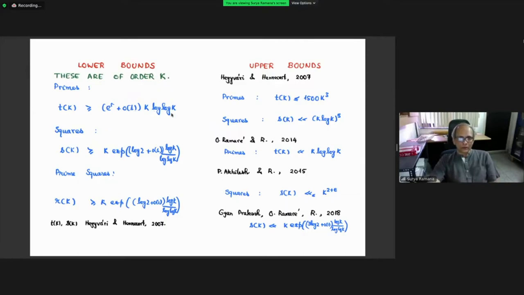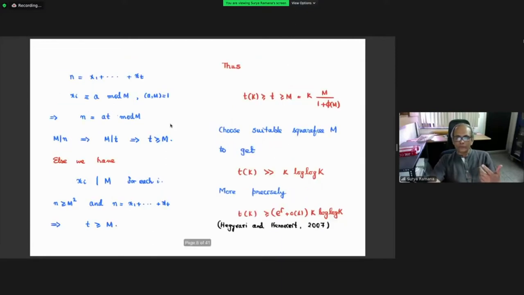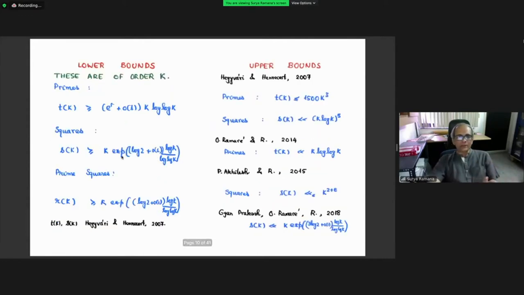So you get, therefore, these lower bounds. Notice that this log K comes from the factor M by phi(M), which is basically the reciprocal of the density of invertible classes mod M. And similarly, these exponential factors arise from the density of invertible squares modulo M. So the reciprocal of these densities gives you these extra factors. What you want to remember is that the lower bounds are all of order K times a fudge factor, which comes from appropriate densities. So now what are the upper bounds?